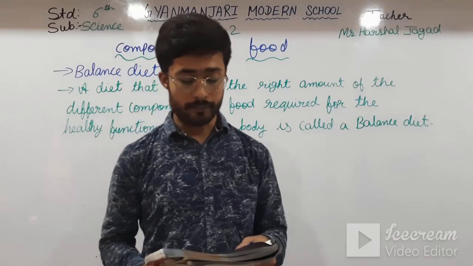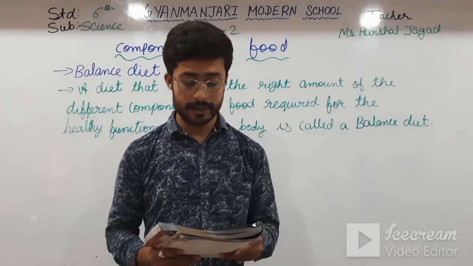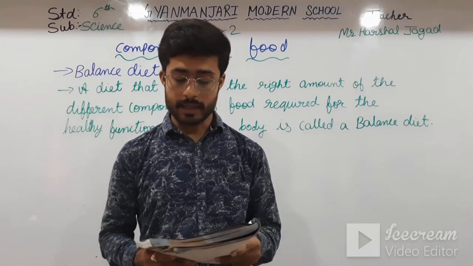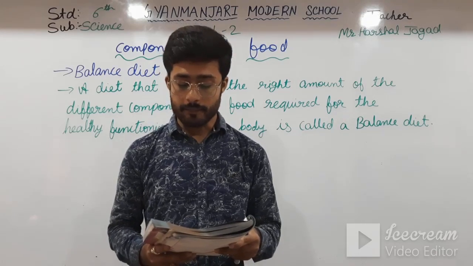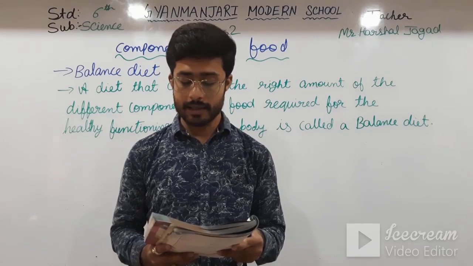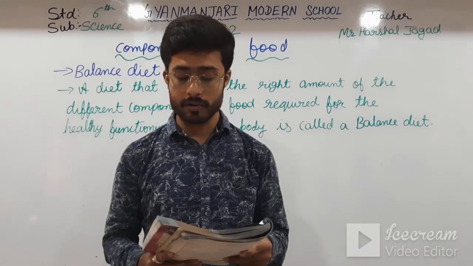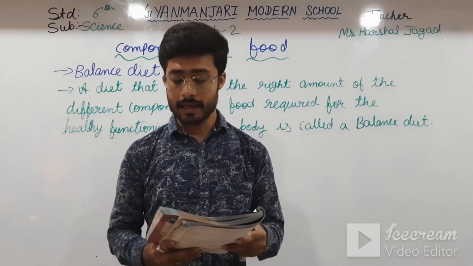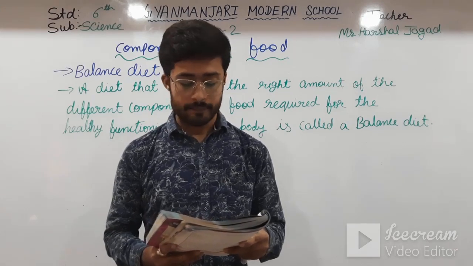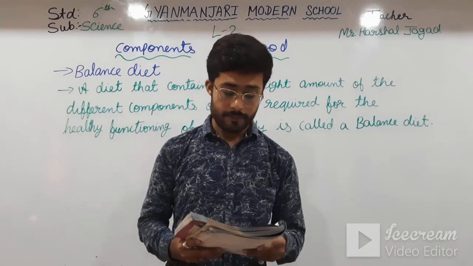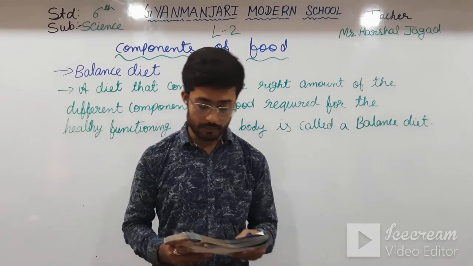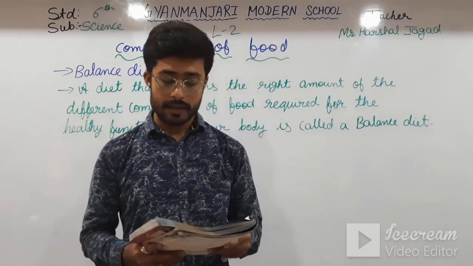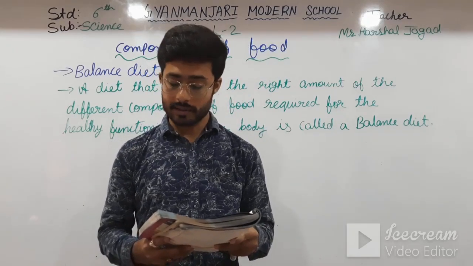Zinc we get from pumpkin seeds, peas, beans, peanuts and chicken. It strengthens the immune system, helps in cell division and in healing our wounds. Deficiency causes loss of appetite, stunted growth, anemia, slow blood clotting. Fluorine we get from seafood, tea, almonds, cucumber. It makes teeth strong, and its deficiency causes tooth decay.